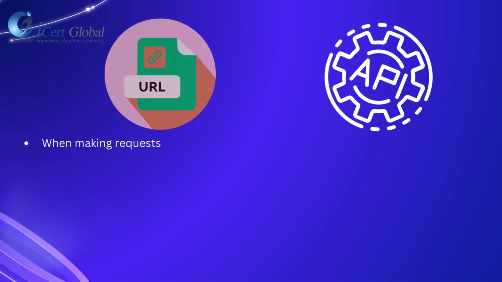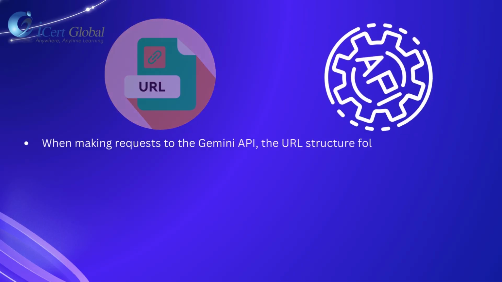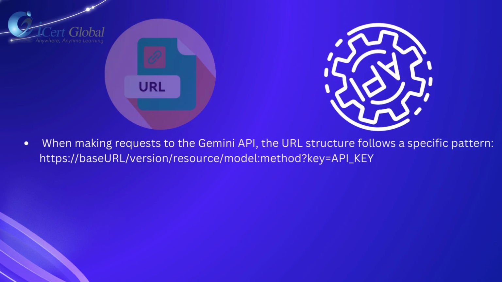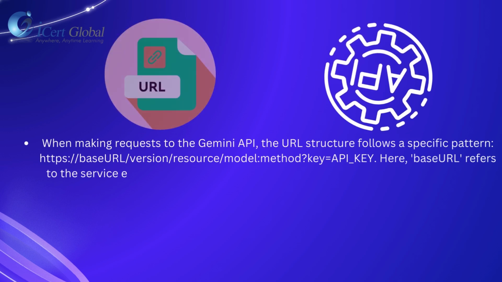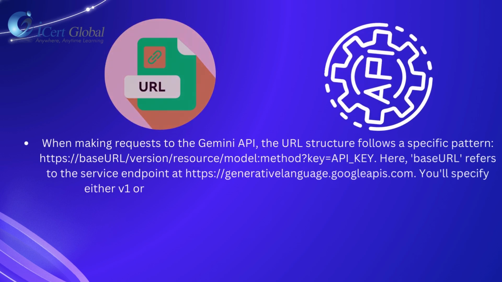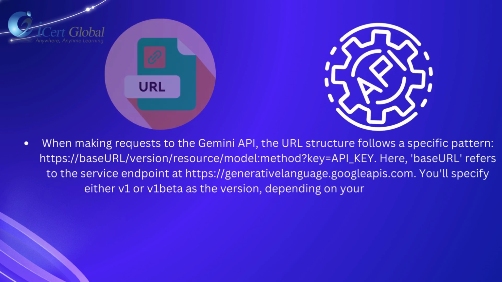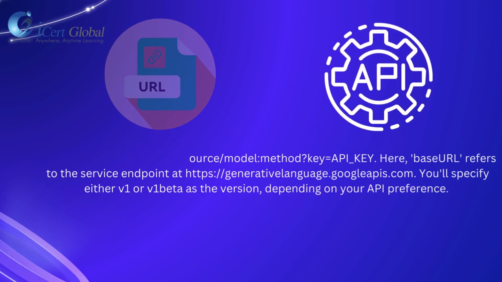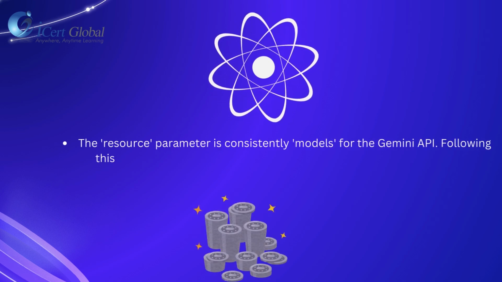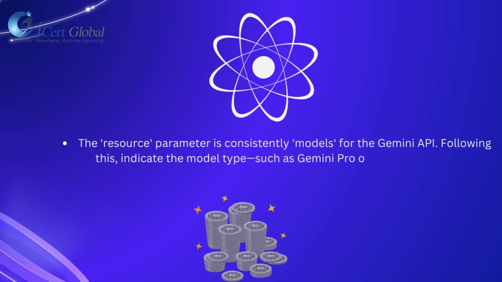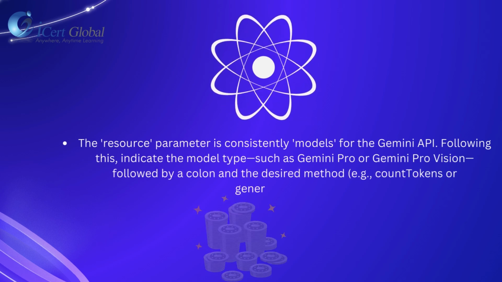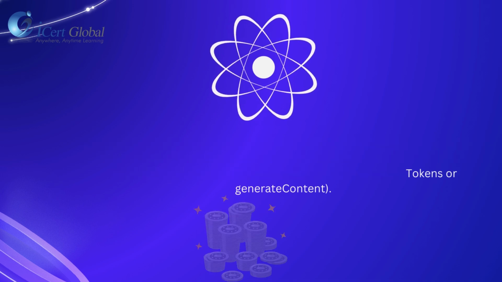When making requests to the Gemini API, the URL structure follows a specific pattern: HTTP base URL, version, resource, model, method, and key equals API key. Here, base URL refers to the service endpoint at generativelanguage.googleapis.com. You'll specify either V1 or V1 beta as the version, depending on your API preference. The resource parameter is consistently models for the Gemini API. Following this, indicate the model type, such as Gemini Pro or Gemini Pro Vision, followed by a colon and the desired method, e.g., countTokens or generateContent.